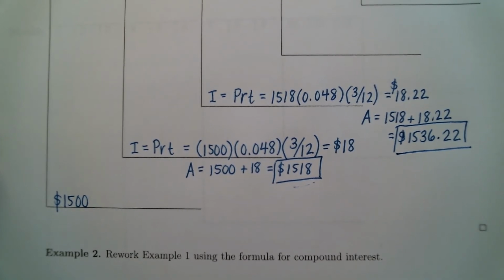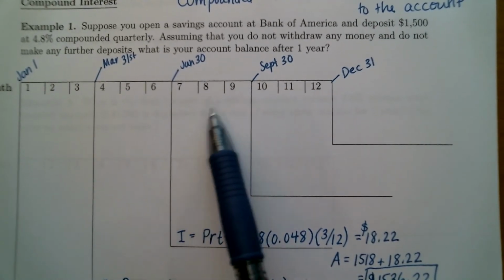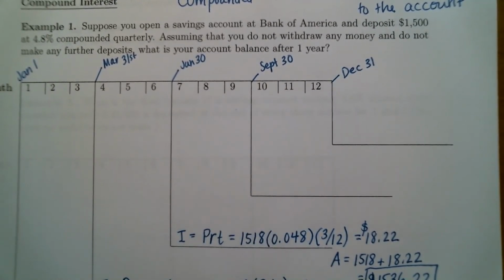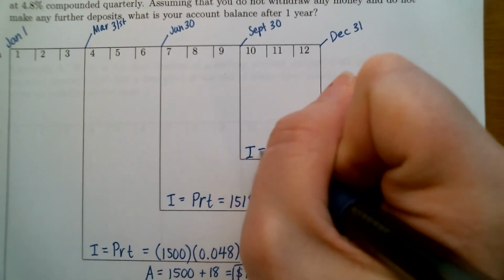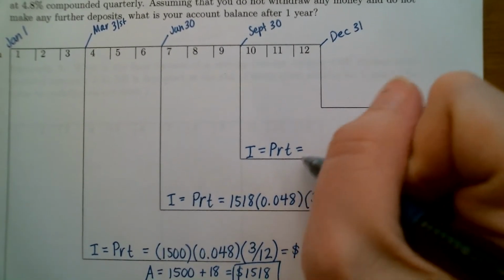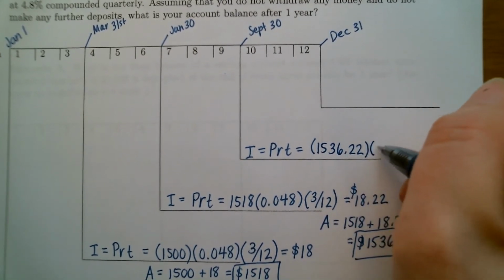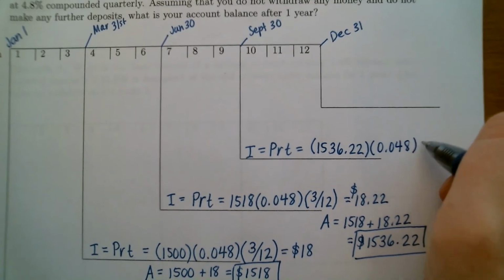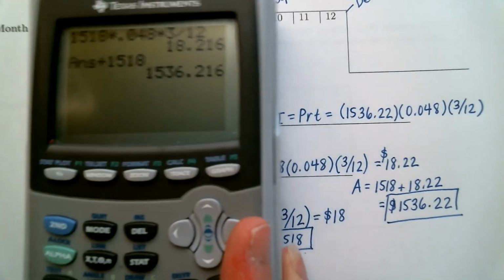Now this amount is going to sit in the account during the third quarter, July, August, and September. On September 30th, the end of the quarter, you will get your latest interest payment. So let's go ahead and calculate it. Your interest will still be principal times rate times time. So during the third quarter, $1,536.22 sat in the account. Multiply that by the interest rate times the time. Again, 3 months, July, August, September. So let's go ahead and plug this into the calculator.